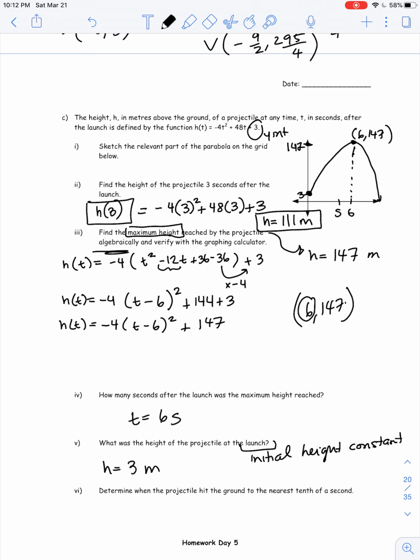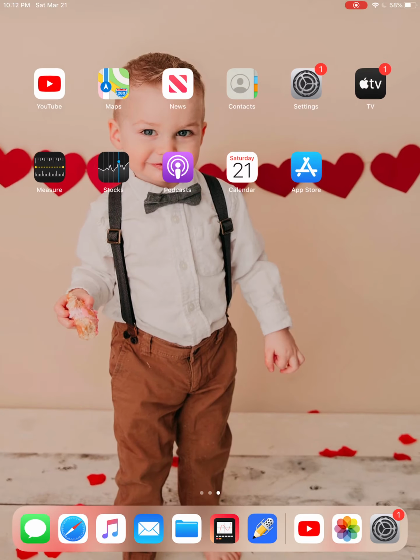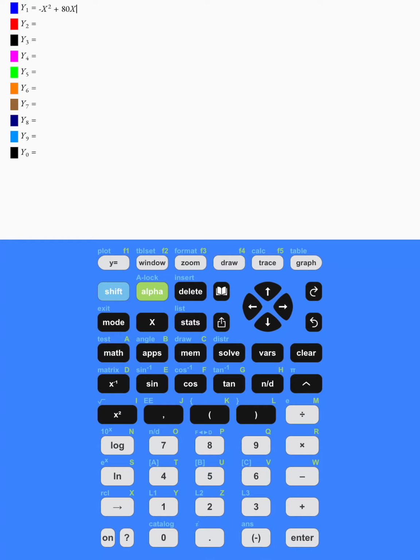Determine when the projectile hit the ground to the nearest tenth of a second. Well, in this case, we can actually use our graphing calculator for that, right? So we would go to our graphing calculator. We would put in this function. We would use that vertex to figure out the window that matches it. So let's go over there and plug this into y equals. So our equation that we're using is -4, instead of t, we're saying x squared plus 48x plus 3.